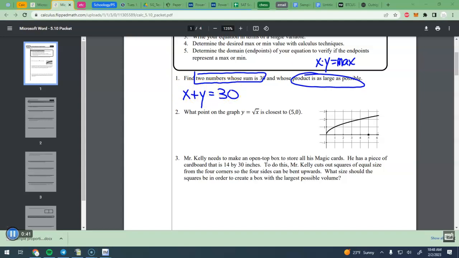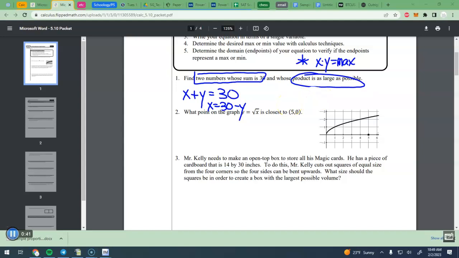So this is the main guy here that we're trying to work with. But this second piece of information will allow me to write this so that it's only one variable. So we're going to use substitution. It doesn't matter which variable you solve for. Let's say I solve this for X. X would then equal 30 minus Y. Agreed?